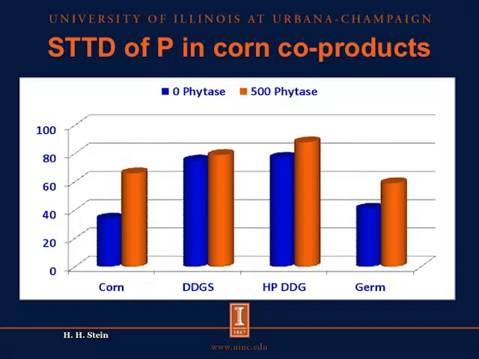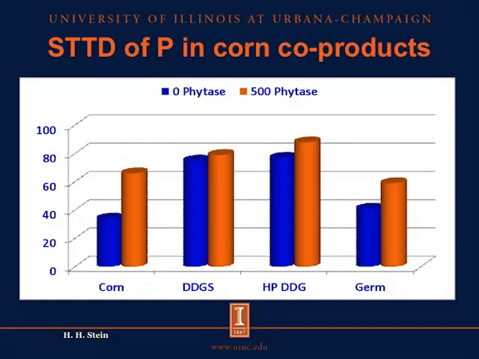When we look at the digestibility of phosphorus in corn and corn co-products, we have here data for corn, DDGS, high protein DDG, and corn germ. And we have data both without phytase and with the inclusion of 500 units of microbial phytase. You'll see here that the digestibility of phosphorus in corn and corn germ is relatively low if we have no phytase in the diets. However, when we look at DDGS and high protein DDG, the digestibility of phosphorus is much greater than in corn and in corn germ.